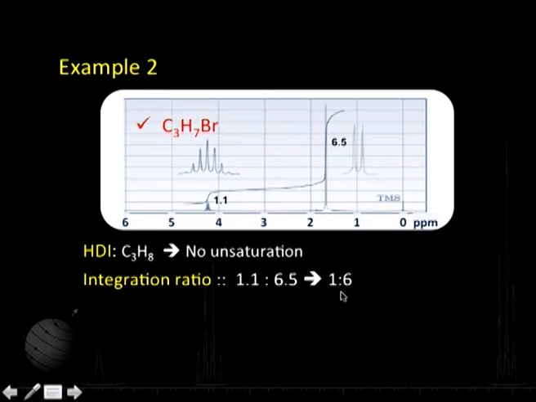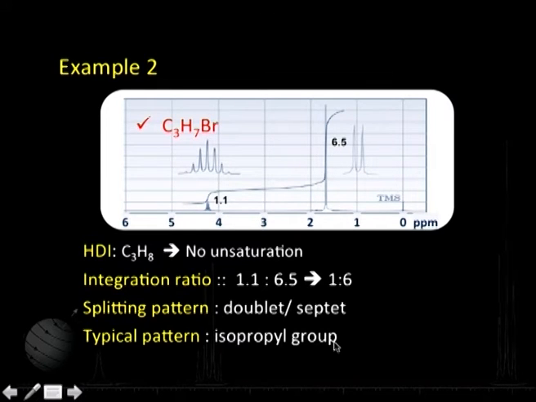1 to 6 is the ratio here, and 1 plus 6 happens to be 7, and there are 7 protons in the molecular formula. That means each unit corresponds to 1 proton. So, this is a 1 proton signal and this is a 6 proton signal. Going further, the splitting pattern is a doublet and a septet, and the typical pattern happens to be that of an isopropyl group, which I learnt in the previous session.